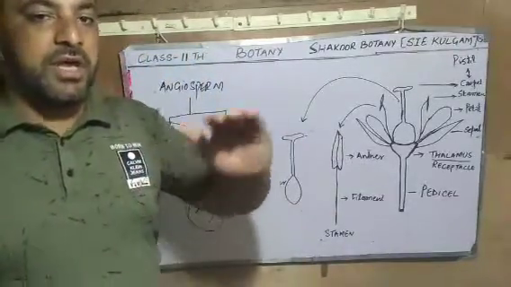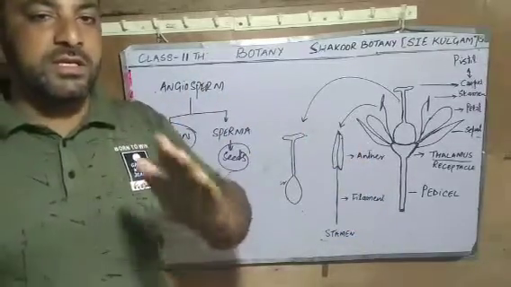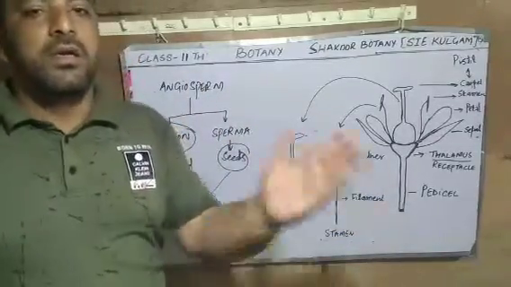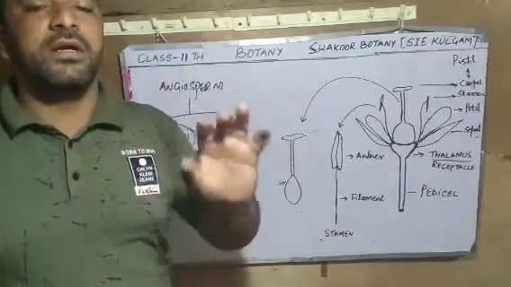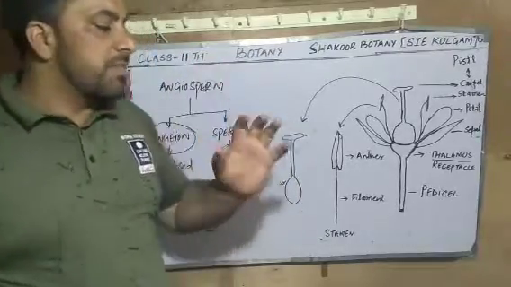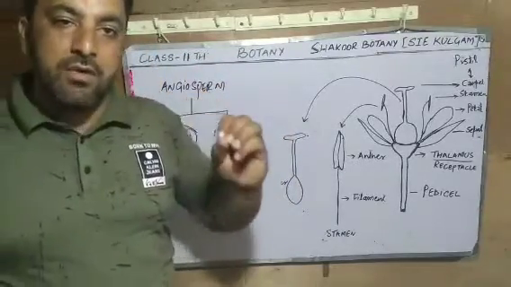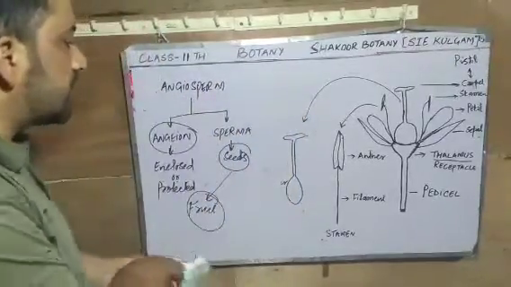But the difference between angiosperms and gymnosperms is that in case of gymnosperms the seeds are born unprotected, while in case of angiosperms the seeds are always born protected. The seeds are always enclosed inside the fruits because the angiosperms have ovary in their reproductive structure, the flower.